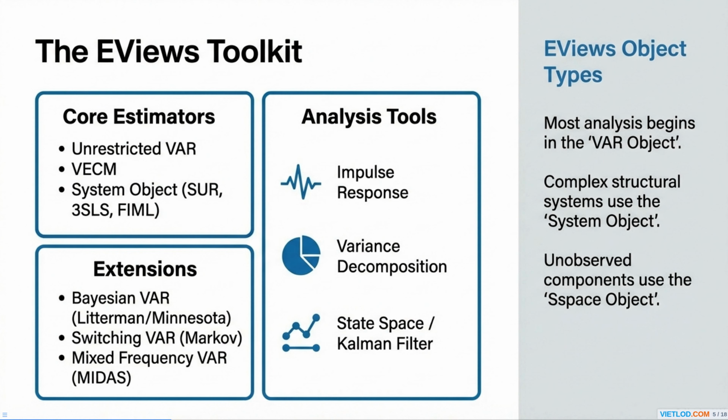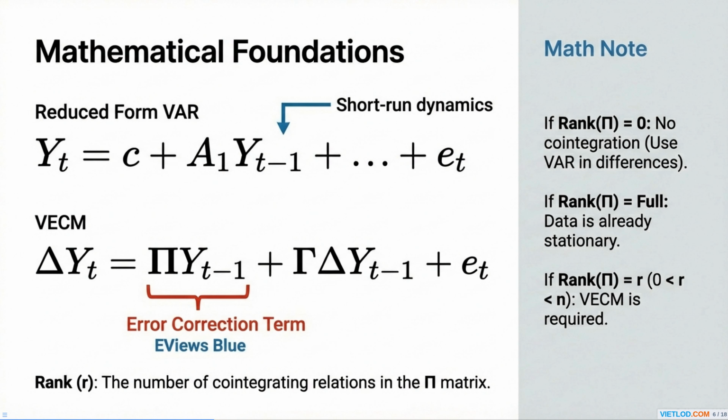Once a model is estimated, EViews offers powerful analysis tools, including impulse response and variance decomposition, as well as state space modeling using the Kalman filter. For unobserved components, analysts would utilize the sspace object. For example, an analyst studying the impact of the 2008 financial crisis on GDP growth and unemployment would use a switching VAR to allow the model's parameters to be different during the crisis regime compared to the normal regime. Let's dive into the software and see how to specify a basic VAR model in EViews.